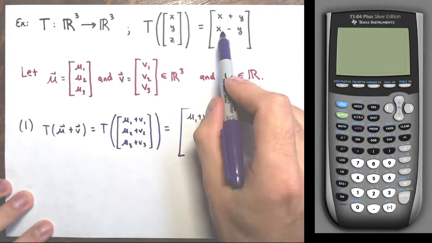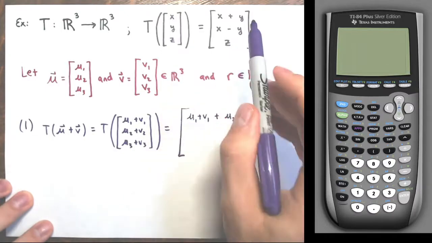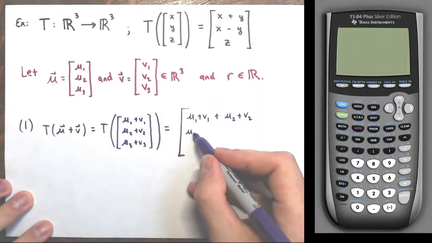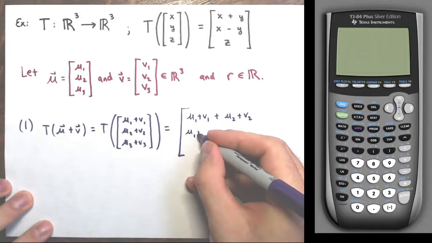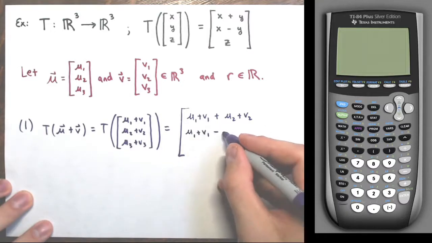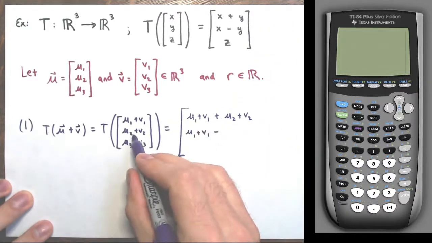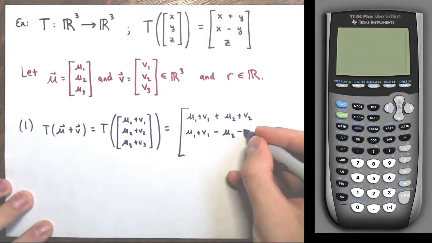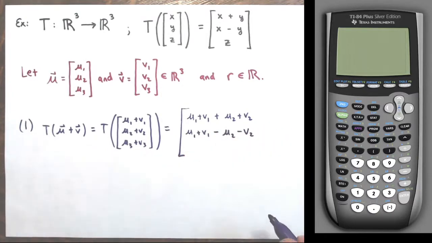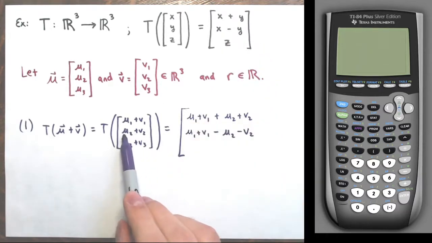Then the second component of the output is the first component of the input minus the second component of the input. So u1 plus v1, then minus, and remember this is minus the entire second component, so minus the quantity. If I distribute the negative, that'd be minus u2 minus v2. Do you see that? This is minus the entire second component, so minus this, minus that.